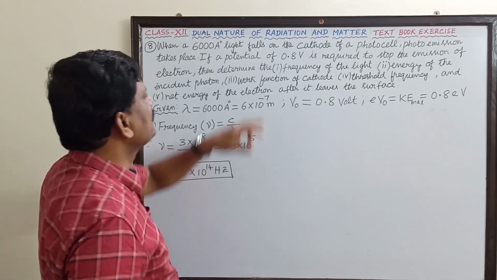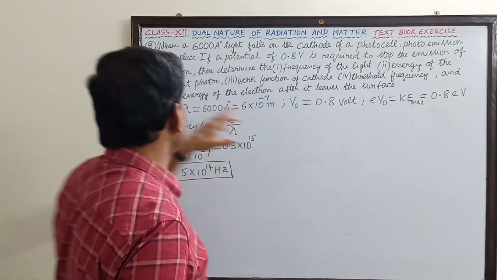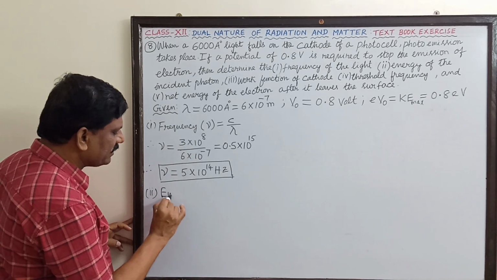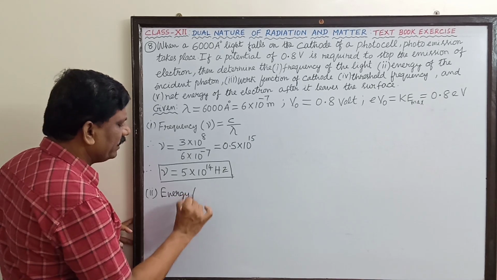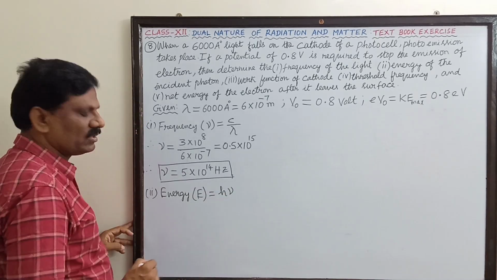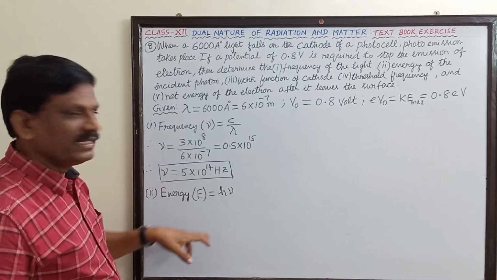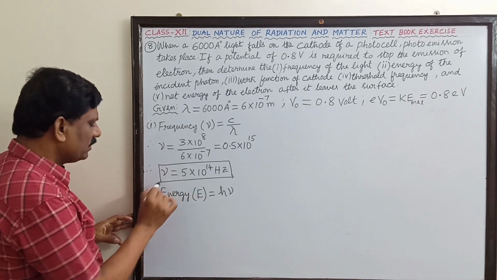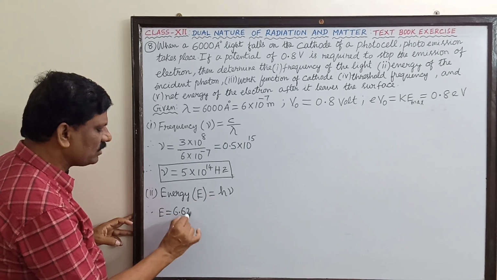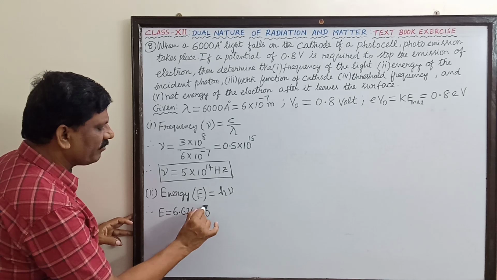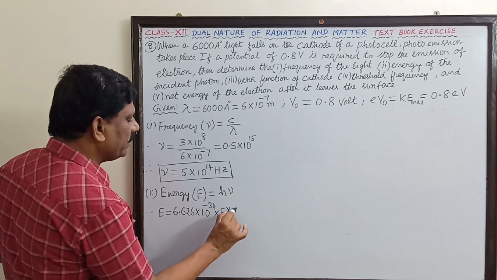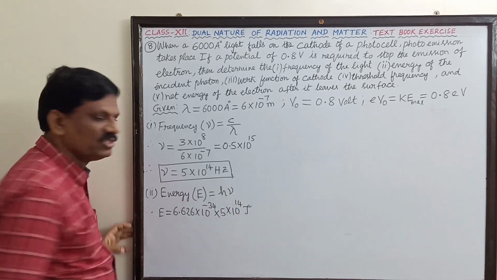What next? The second one is the energy of the incident photon. So energy is denoted by capital E, which is equal to h into nu. So nu just now we have found. h is the Planck's constant. We have to multiply. Therefore, E is equal to h into nu, 6.626 into 10 to the power of minus 34 multiplied by 5 into 10 to the power of 14. The answer is in joule, the SI unit.